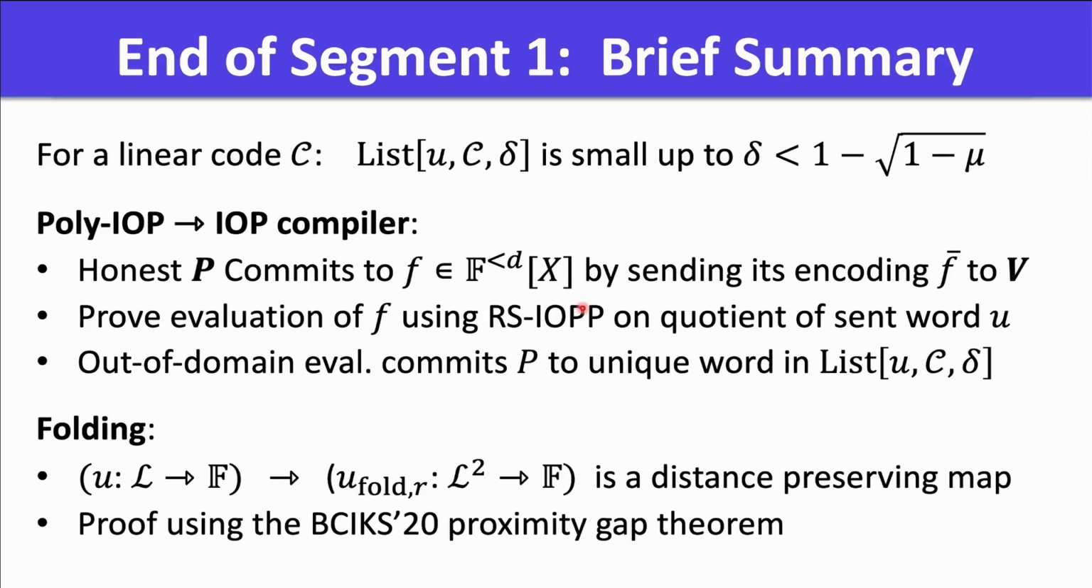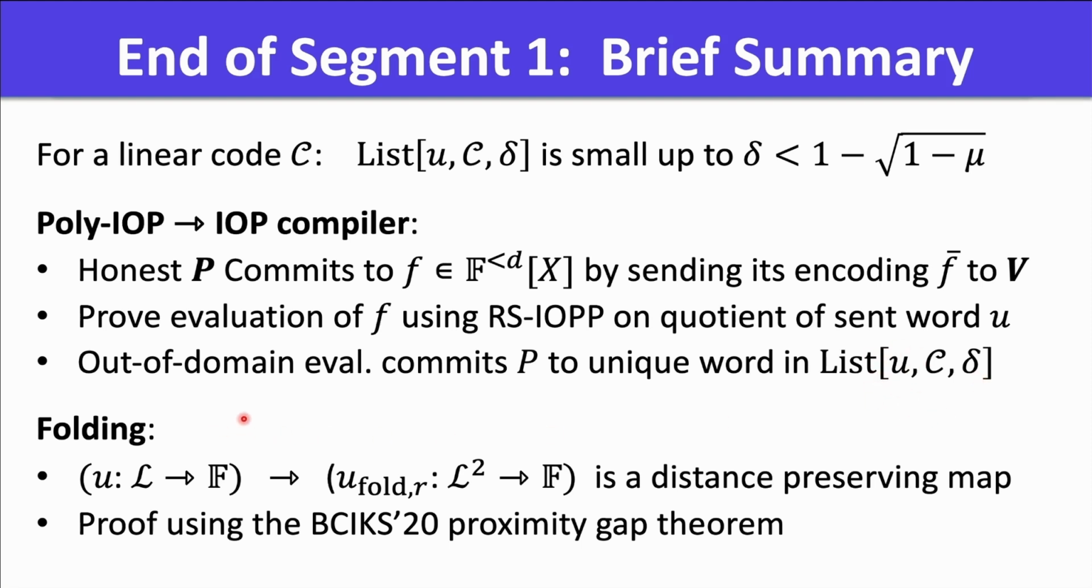So to summarize what we saw so far in this segment, for our linear code C and some word u, the set of code words that are delta close to u is small as long as delta is below the Johnson bound. This played a critical role in all our distance preservation lemmas and even in our compilers from Poly-IOPs to IOPs. The way we compile the Poly-IOP to an IOP is basically the prover commits to a polynomial f by sending its encoding to the verifier. We evaluate this polynomial f using a Reed-Solomon IOPP on the quotient word, and we use an out-of-domain evaluation to commit p to a unique polynomial in the list of polynomials that are delta close to the sent word u.